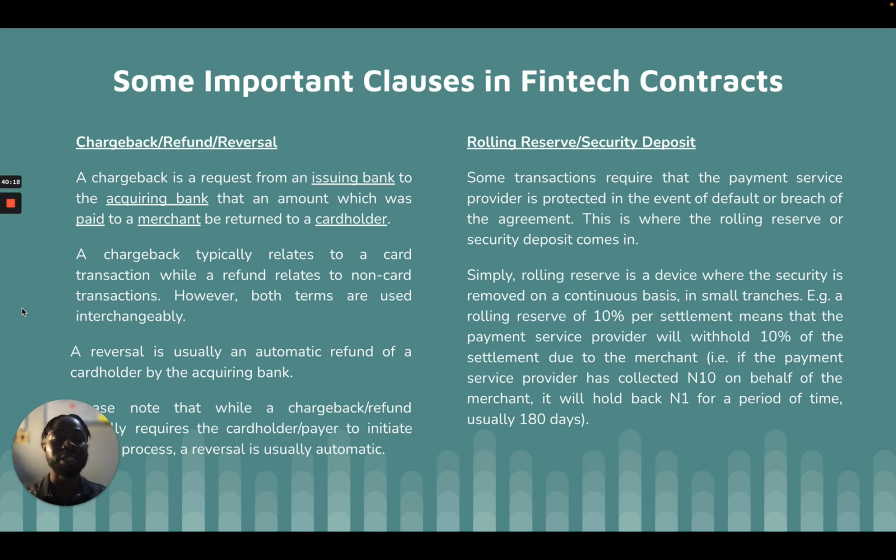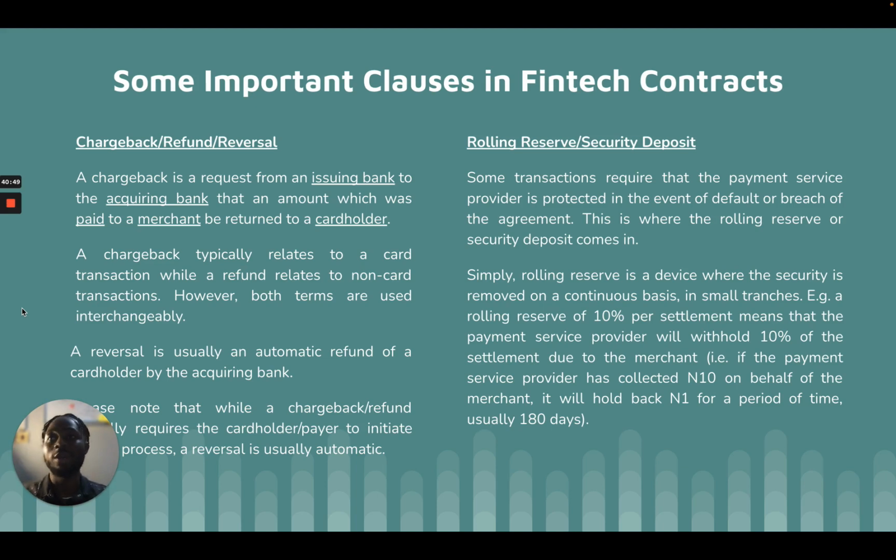Rolling reserve is a device where security is removed on a continuous basis, right? So what that means is that it's removed in small tranches. So basically, sometimes you say we're going to be removing 10% from the settlement. You remember that settlement is the money that is finally going to the merchant, right? In the merchant settlement bank. So you're saying we'll be taking 10% from this settlement due to you. We'll be taking it for a period of time, right, until we get to X.